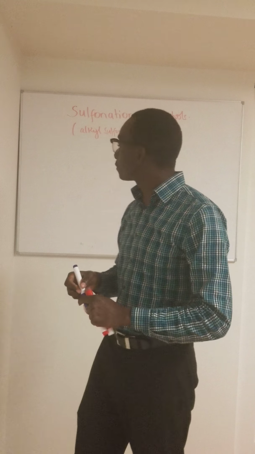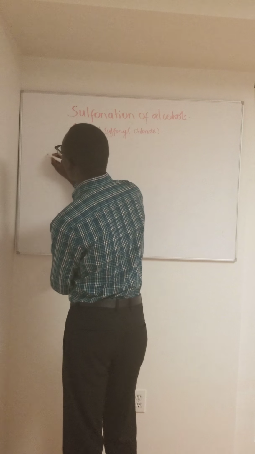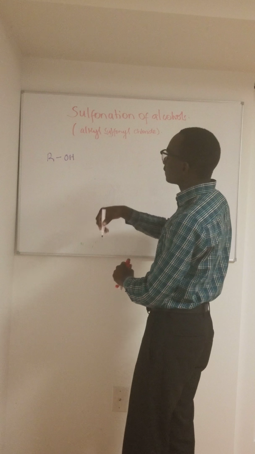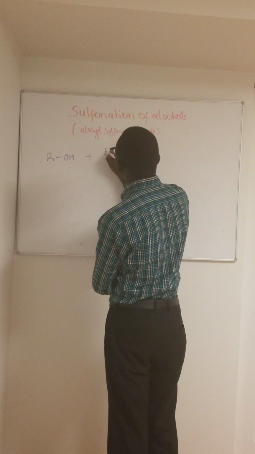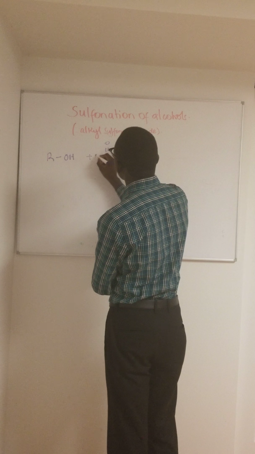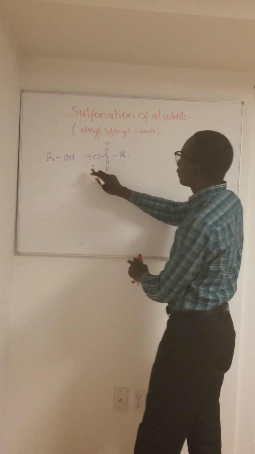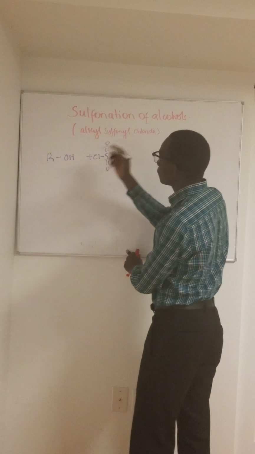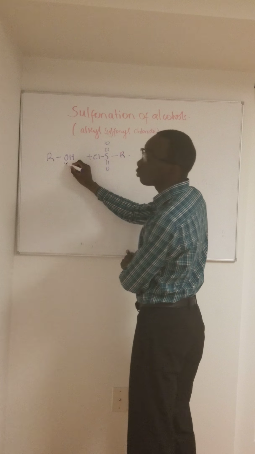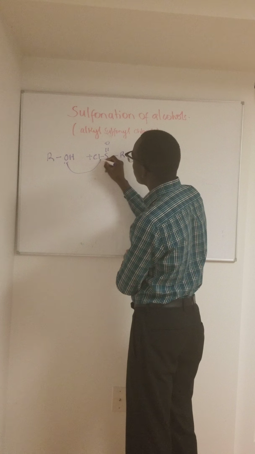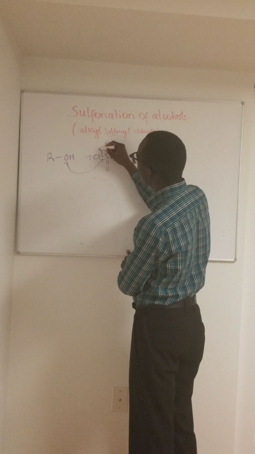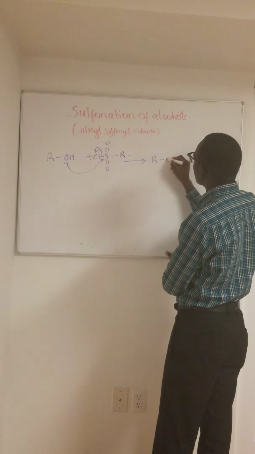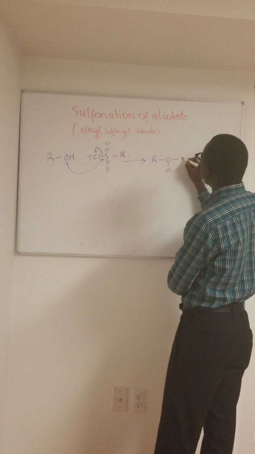If I may use the general formula of alcohols, because all alcohols react with the same mechanism of action, if this is my alkyl sulfonyl chloride reacting with the alcohol, the oxygen of this OH group has a lone pair of electrons, so these lone pairs will attack the sulfur. This will lead to the breaking off of the chloride bond, giving us the ROH attached to this structure.